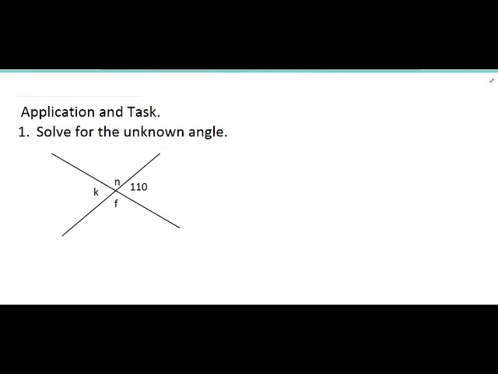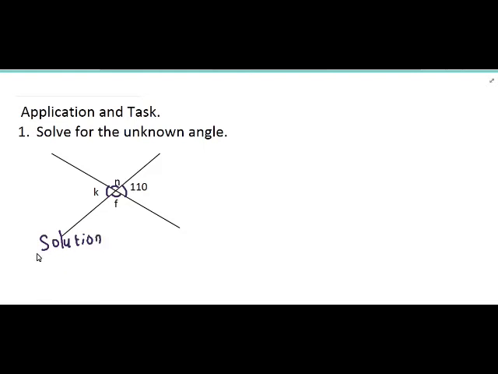Okay, we have a question to answer. What's the question? Under application, we have: solve for the value of the unknown. We have an angle formed here, an angle formed here, an angle formed here, an angle formed here. Now these two are vertically opposite, and these two are actually vertically opposite. But before that, this unknown angle is called K, this unknown angle is called N, this unknown angle is called F.